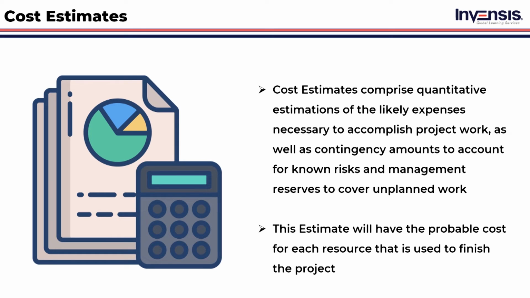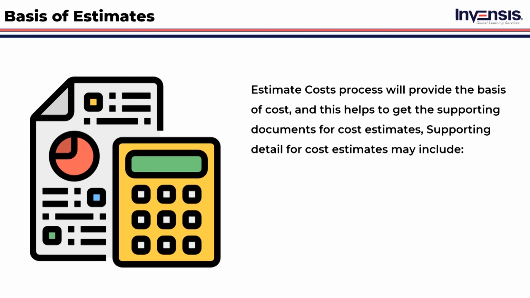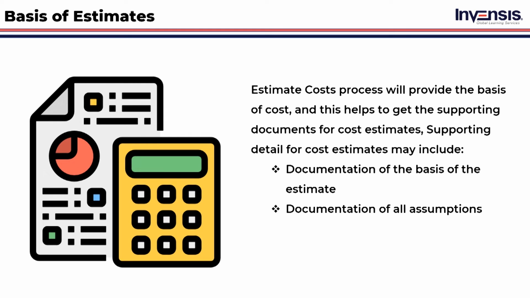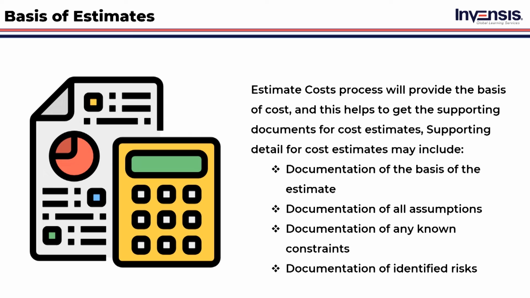Along with the estimates, this process is also responsible for delivering the explanation for that cost. The estimate costs process will provide the basis of estimates, and this helps to get the supporting documents for cost estimates. Supporting detail for cost estimates may include documentation of the basis of the estimate, documentation of all assumptions, documentation of any known constraints, and documentation of identified risks. With all these documents, the basis of the estimated costs is justified, hence these are ready for sending to stakeholders.